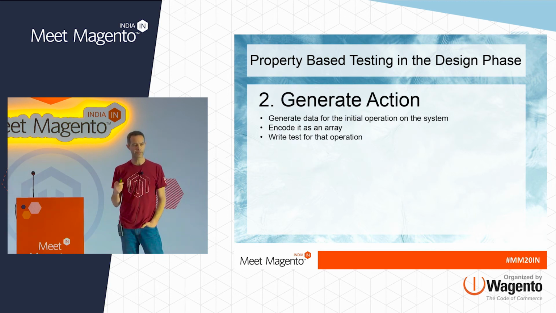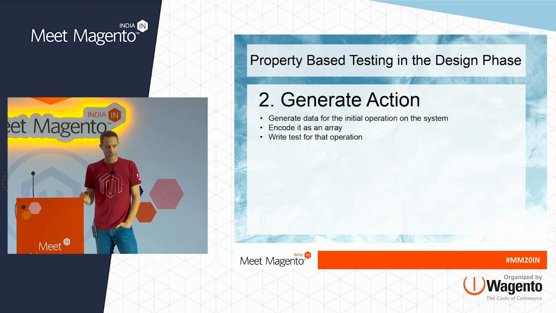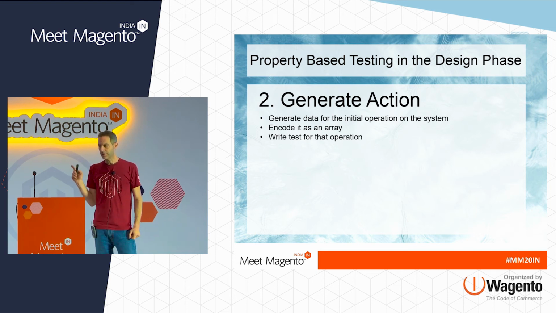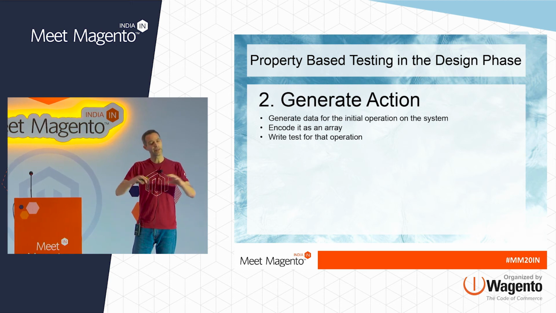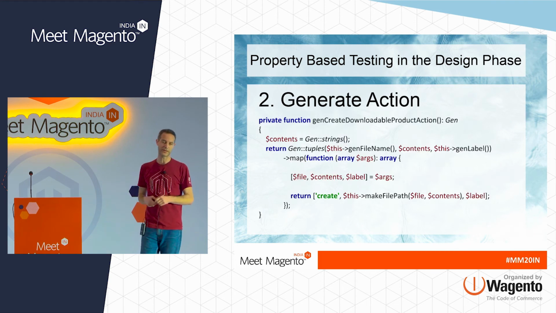Now, step first, I want to build a generator for the action. So the first action that I want to generate, oh, 1 second. Before I continue there and show you the example for the generator, I nowadays tend to encode the actions as an array. As you'll see, it's very simple. And then I write the test, and this is what such a generator would look like.